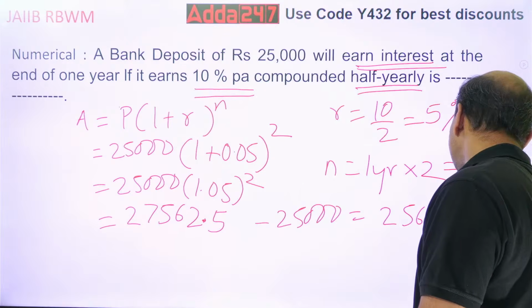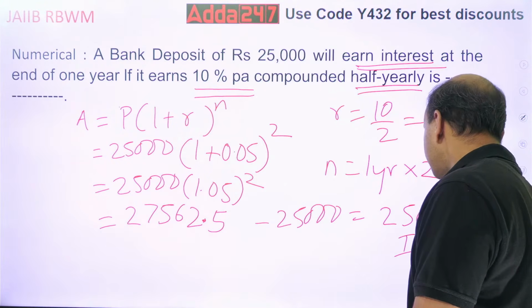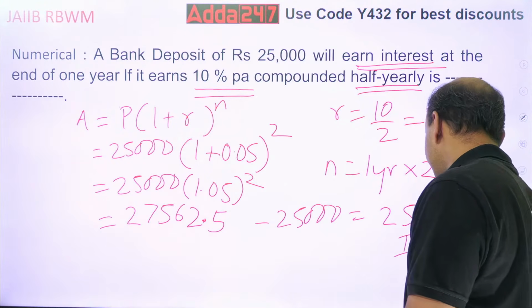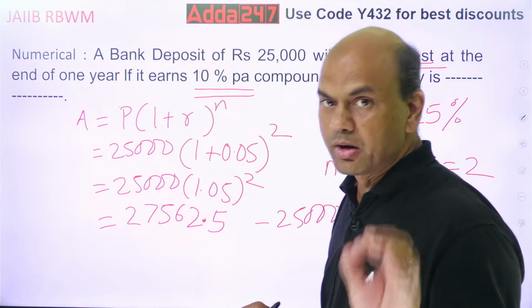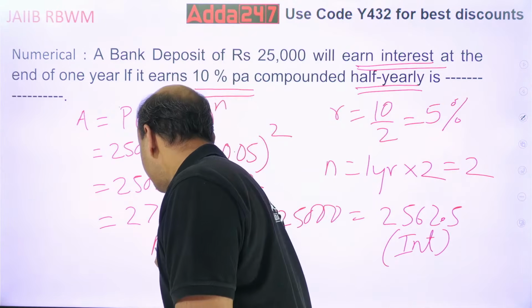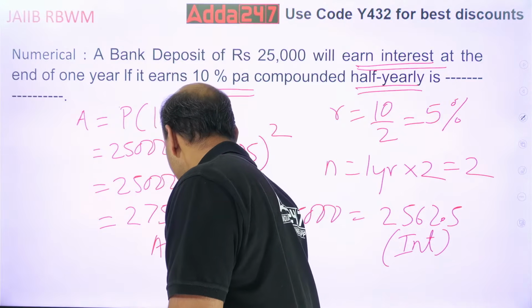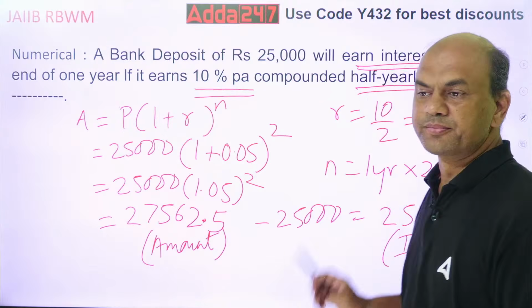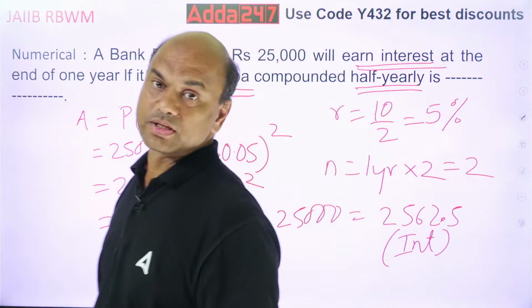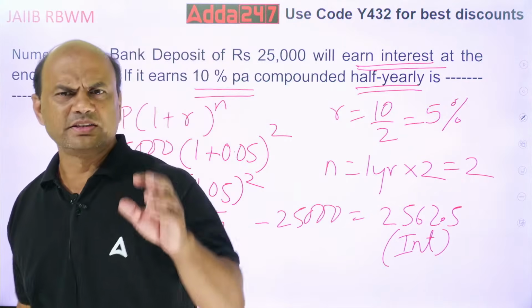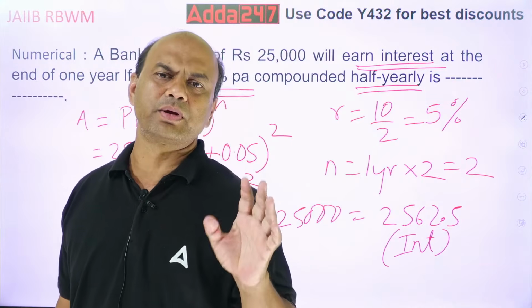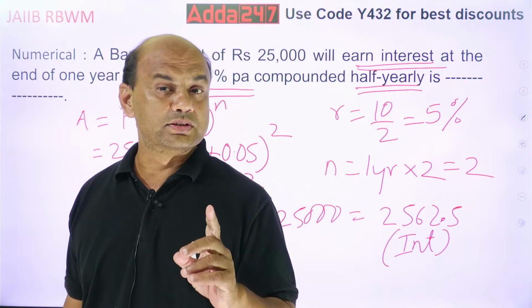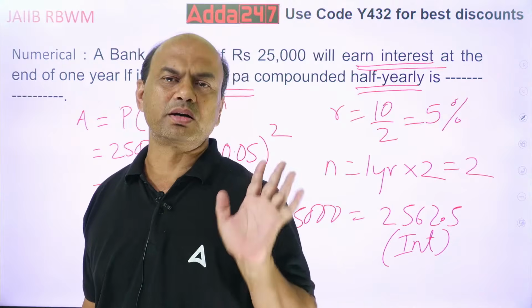2562.5. This is the interest. See, what is asked in exam is important. If they ask you amount, then this is amount. If they ask you interest, then this is interest. Pay attention to the question very properly. Just by reading the question properly, you will save around 7 to 8 marks.